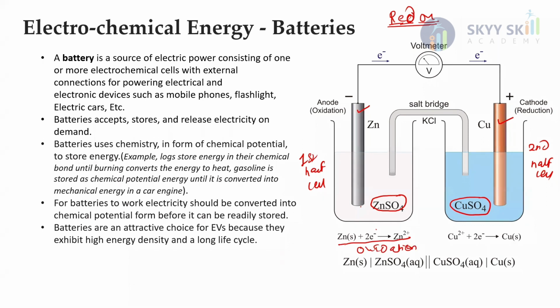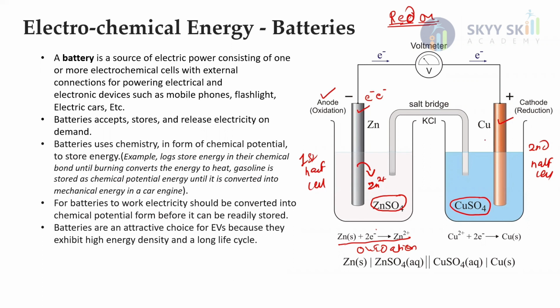So here zinc oxidizes, that means the zinc metal becomes zinc ion and it is released into the electrolyte, Zn2+. And when the zinc loses 2 electrons, this side electrode becomes rich in electrons. Hence this side electrode becomes negative. So the electrode on which oxidation occurs, the charge on that electrode is always negative. Hence we call it the anode.